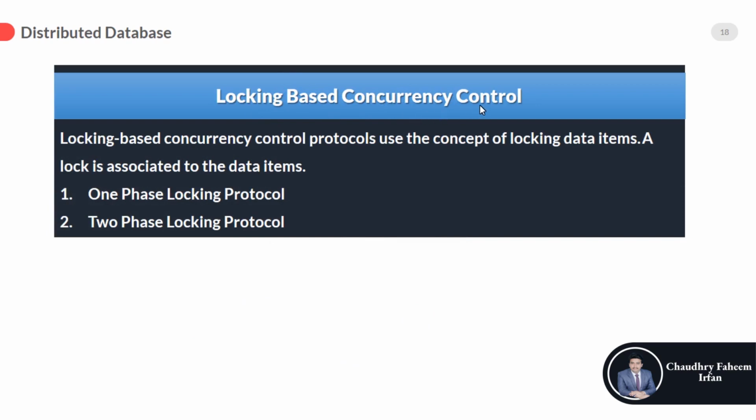Locking based concurrency control is the first step. Locking based concurrency control protocols use the concept of locking data atoms. A lock is associated with the data atoms. There are two types: one phase locking protocol and two phase locking protocol. Before use of data, first lock it for the transaction. A lock is a variable associated with a data atom that determines whether read or write operations can be performed on that data atom.